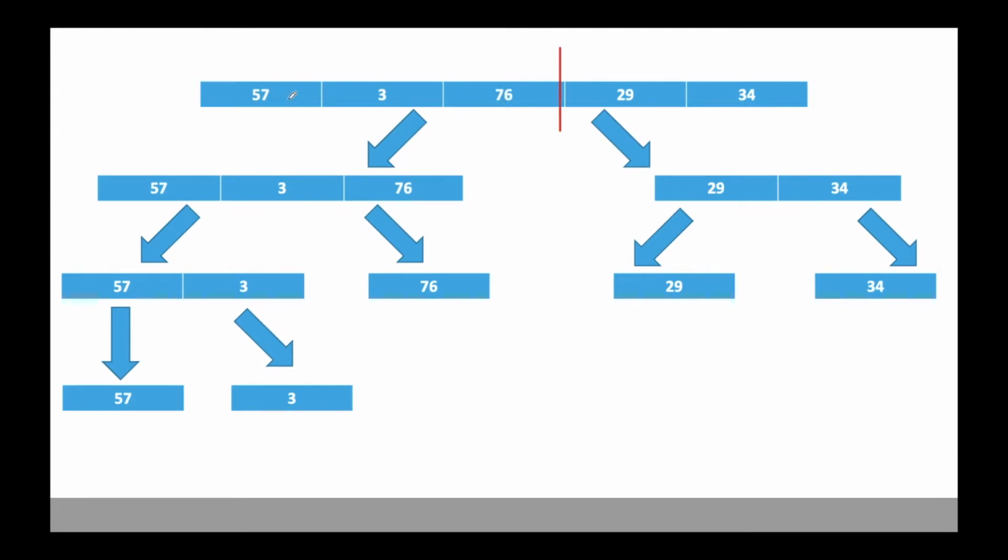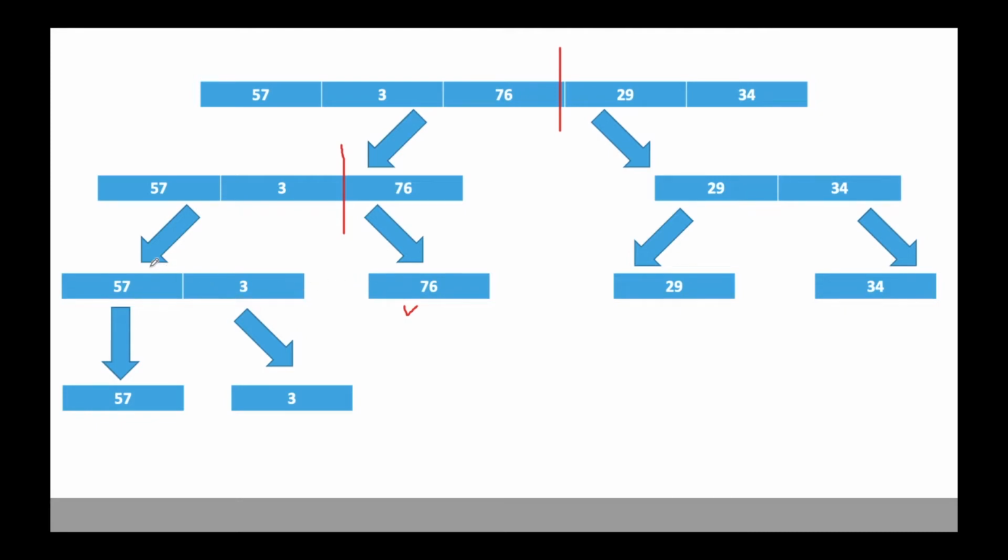Now we have the subset, or the partition, like a part of the original list: 57, 3, and 76. And now we have another part, 29 and 34. So look at the left part first, 57, 3, and 76. Now this isn't just one item, so we have to split it again into 57 and 3, and 76. Now 76 is an individual item, so this one is complete.